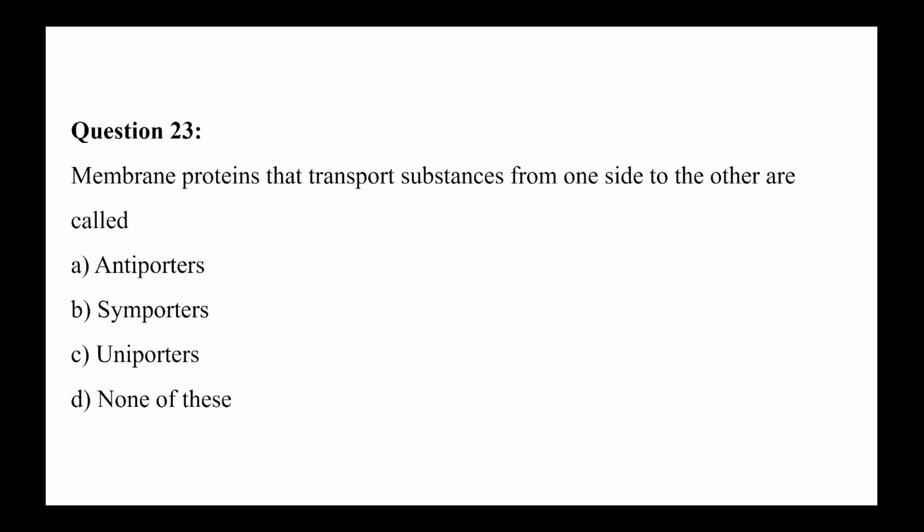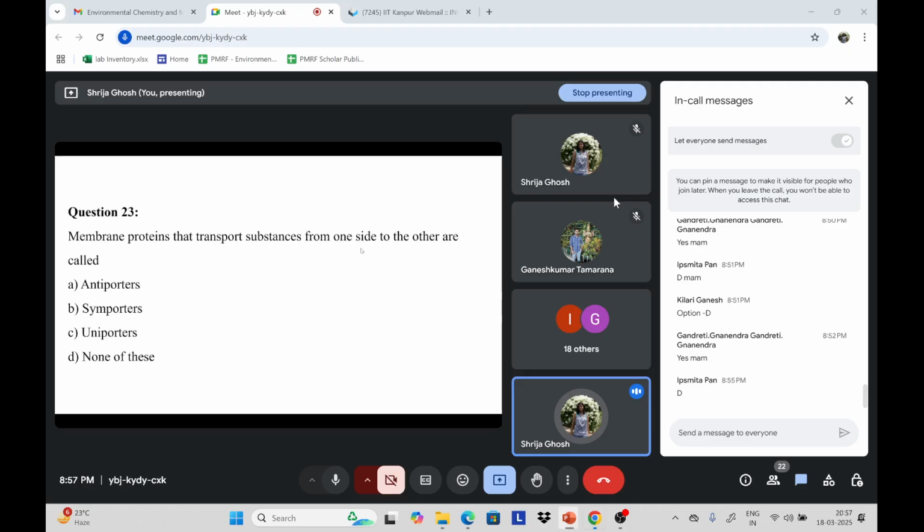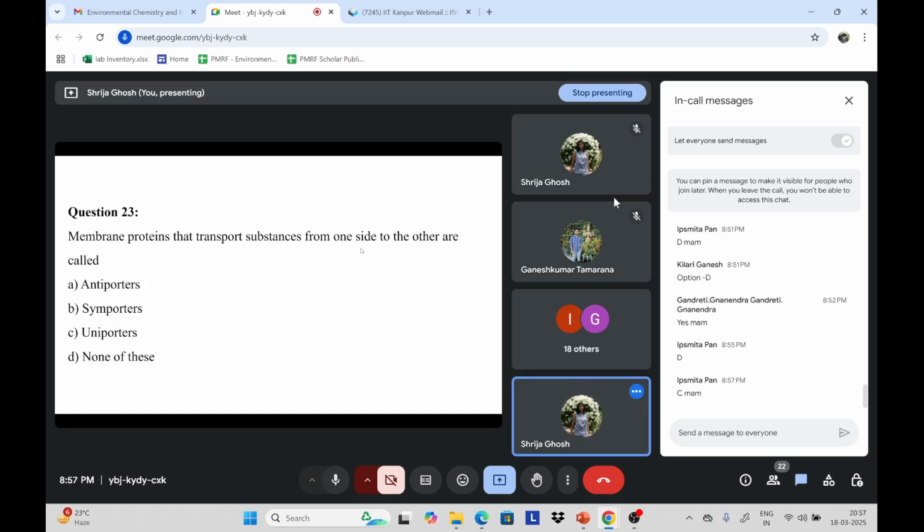Okay, moving on to the next question. Membrane proteins that transport substances from one side to the other are called: option A, antiporters. Option B, symporters. Option C, uniporters. And option D, none of these. Antiporters, symporters, uniporters, or none of these. Anyone else wants to answer?